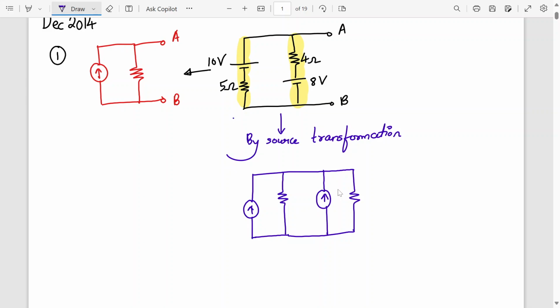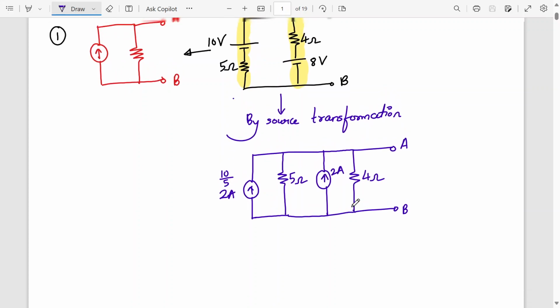Current will be voltage divided by resistance. So 10 volt divided by 5, that will be 2 amperes, and this will be 5 ohm. And this 8 volt divided by 4, again it will be 2 amperes and it will be 4 ohms, and this is point A and B. Okay, so we want only a single current source and a single parallel resistance. So now how will you convert it next? What will you do next now? Yeah, students, come on, tell me.